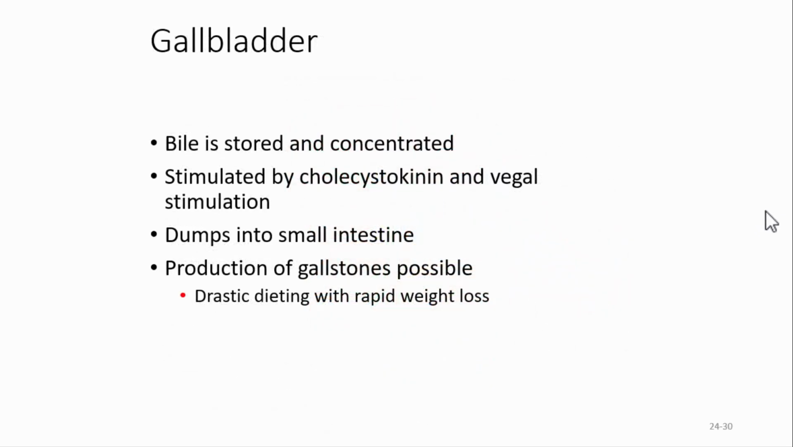So going back to the gallbladder, bile is stored and concentrated in the gallbladder. It's stimulated by cholecystokinin, or CCK as we abbreviate it, and also vagal stimulation, in other words, stimulation from the vagus nerve. And when the gallbladder contracts, it's going to dump bile into the small intestine, more specifically the duodenum.